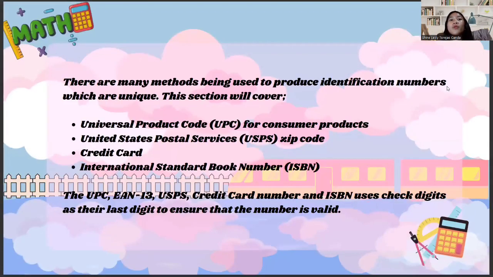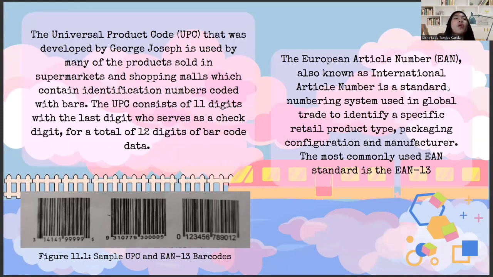In this section we will cover the UPC, the USPS, the credit card, and the ISBN, which use check digits as their last digit to ensure that the number is valid. So we will tackle them one by one.